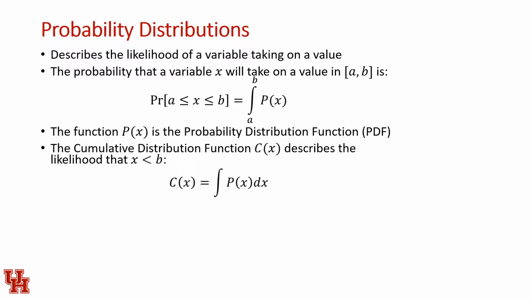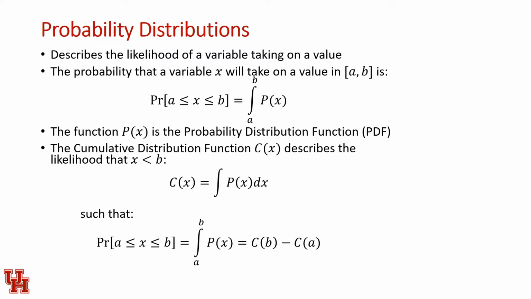Now, an alternative formulation uses the cumulative distribution function, which is a pre-integrated version of p. What the CDF provides is the likelihood of x taking on a value less than the parameter. So for example, if we want to determine the likelihood of x taking on a value less than b, we can plug b into this c function, which provides us with a pre-integrated form of p from -infinity to b.